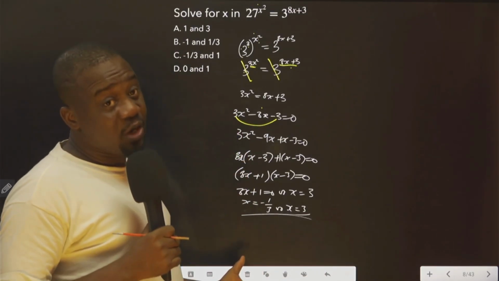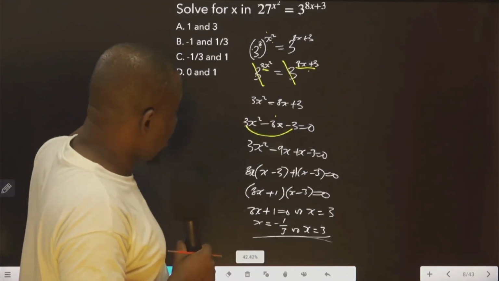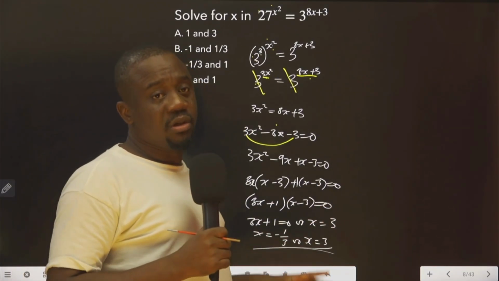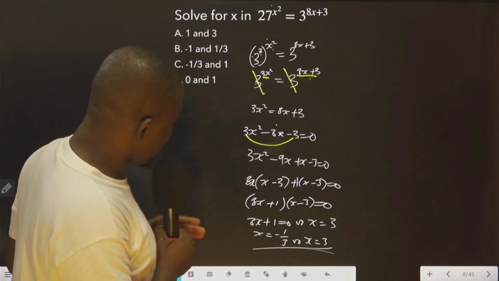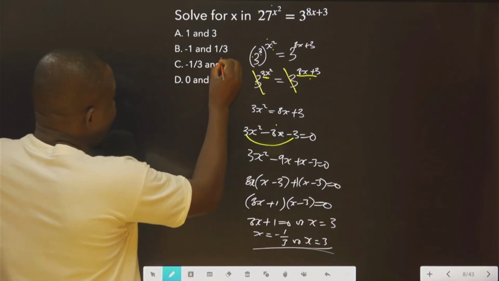This is quadratic equation. Very simple. Okay? I've done quadratic equation in my channels. If you have not watched my quadratic equation, go and watch them. So this is actually the answer.